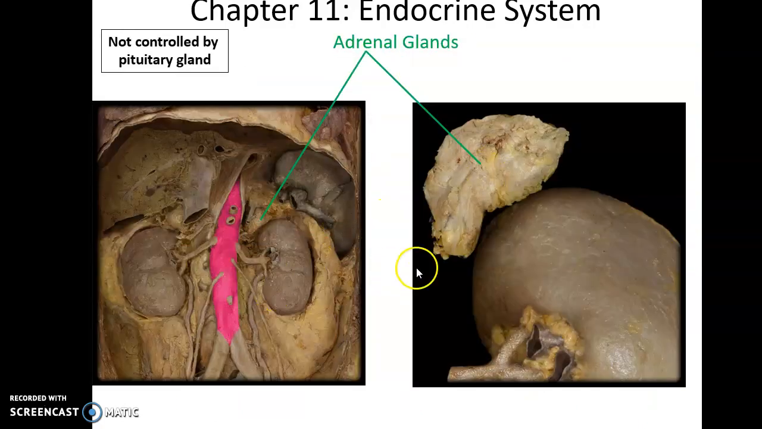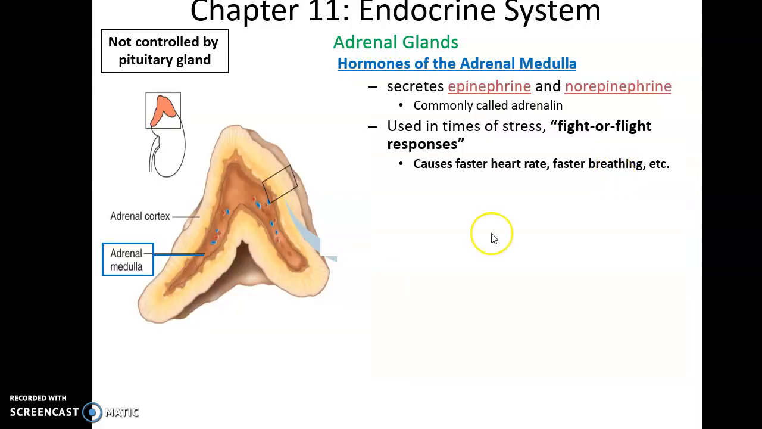All right, the adrenal glands. The adrenal glands are structures that are directly superior to the kidneys. So here are the kidneys, and the adrenal glands are above them. There are basically two glands within the adrenal glands. You have the adrenal medulla and the adrenal cortex.